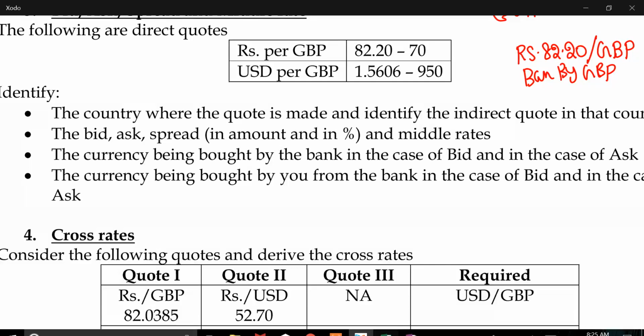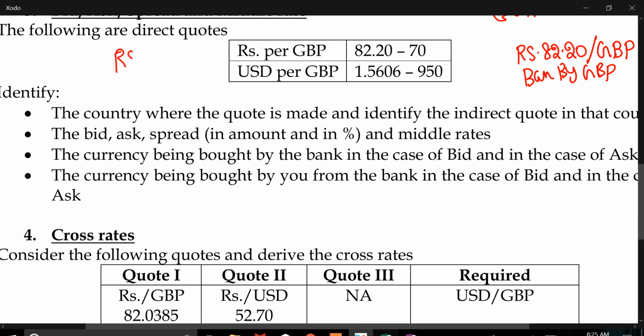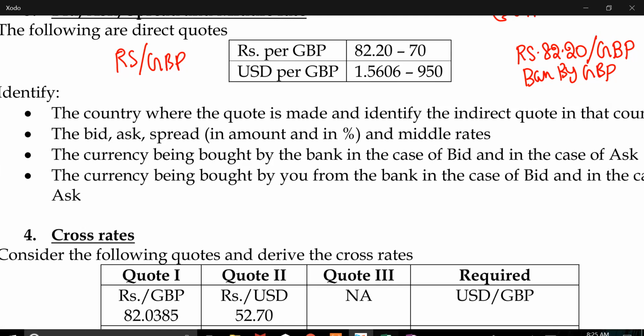Don't bring direct quote. You will get your confusion. Your first stage of confusion will come with direct quote. So ignore that. What I understand is only this. GBP is the denominator currency. In case of a bid rate, the bank buys the denominator currency. In case of an ask rate, the bank sells the denominator currency. Clear on this? Bid rate, bank buys the denominator currency. Ask rate, bank sells the denominator currency.